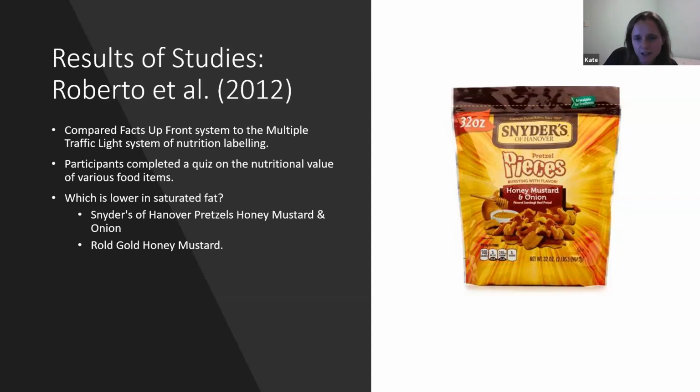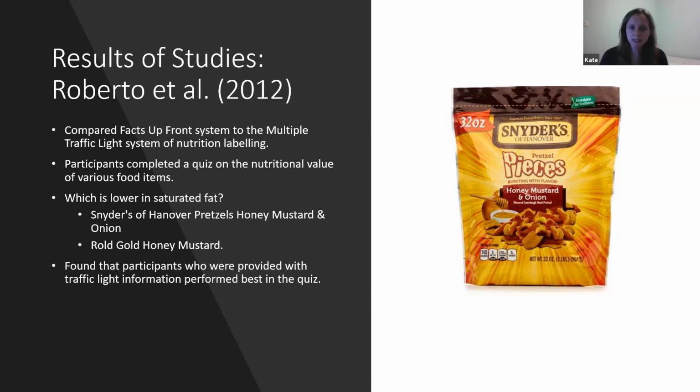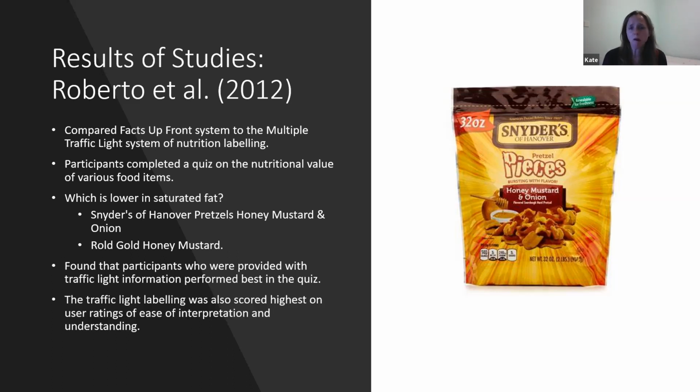And you can see it's quite small, but you can just see a little facts up front style label on there. And that would be compared with another product very similar, for example, Rold Gold honey mustard pretzel pieces, which I couldn't find a picture of, but included labeling. They found that the participants who were provided with traffic light information performed best in the quiz. So they could most easily identify which, for example, had the lower saturated fat. Also participants were asked to score how easily they found interpreting the information, an ease of understanding. And again, the traffic light labeling system also scored highest on this survey as well.